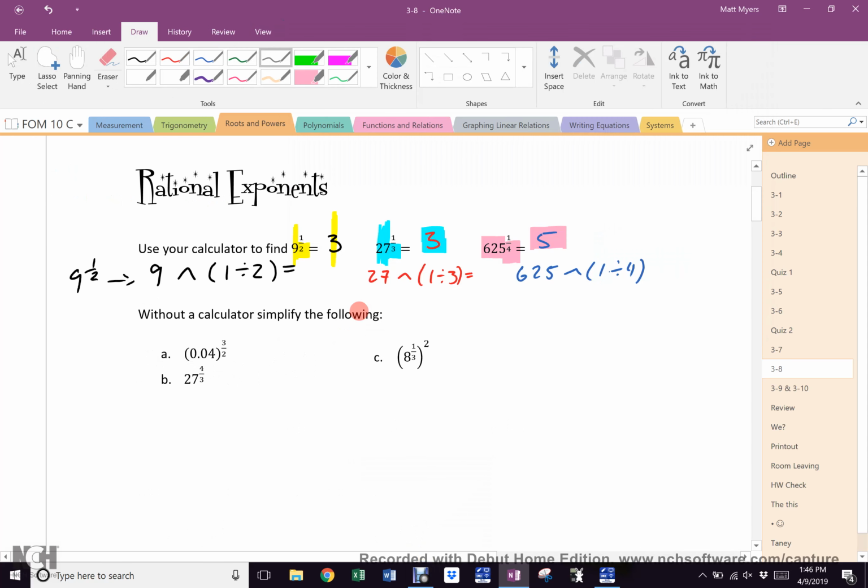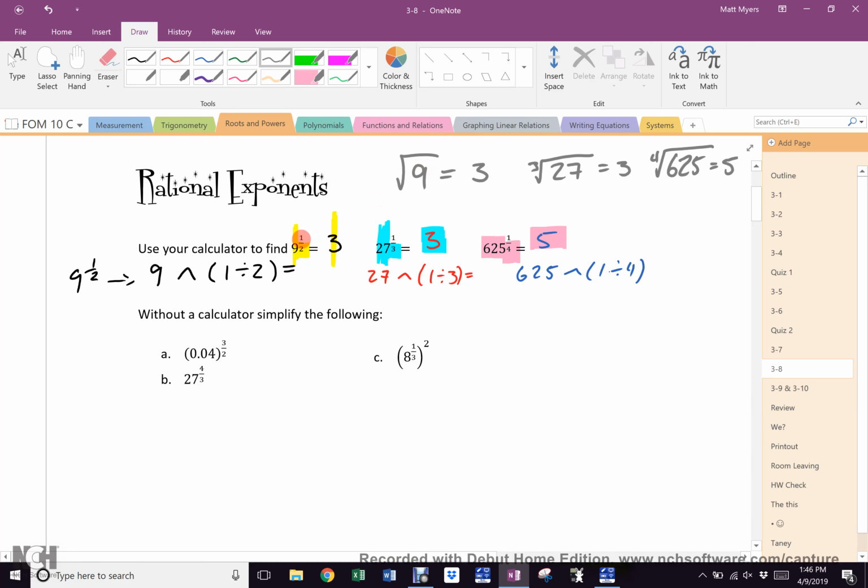Is there another relationship, something you can do mathy to the number 9 to make it equal 3? Square root. Is there something you can do to 27 to make it equal 3? Cube root. Is there something you can do to 625 to make it equal 5? The fourth root. Now, does everybody see how rational or fraction exponents work? It's pretty obvious, yes?